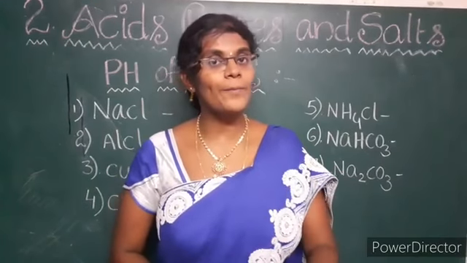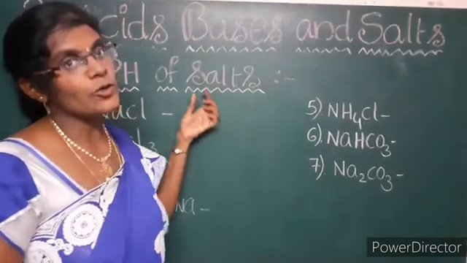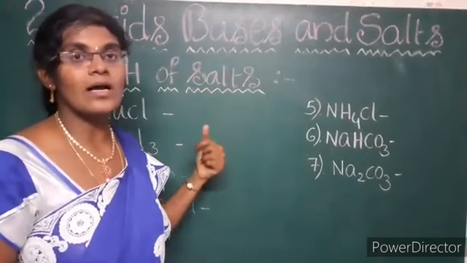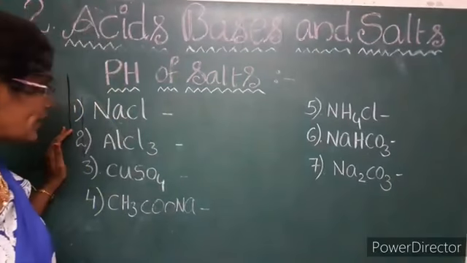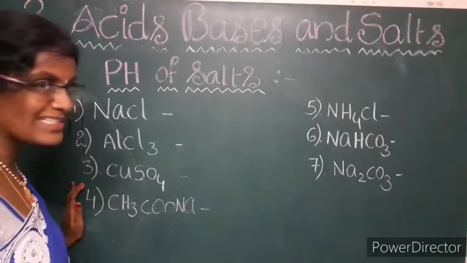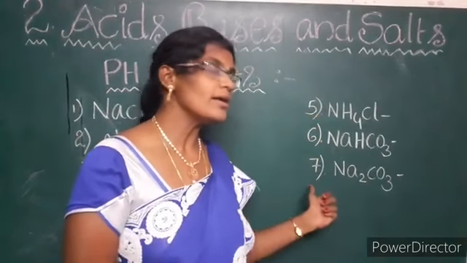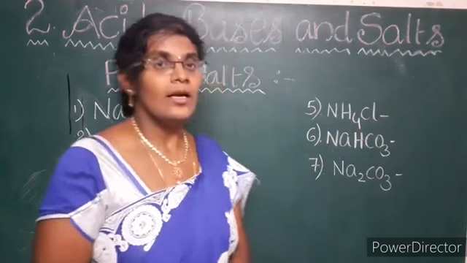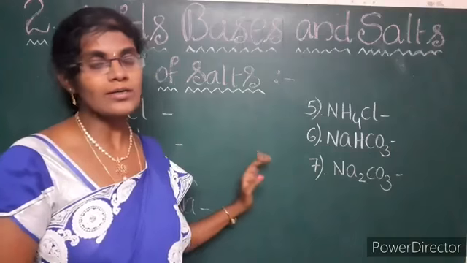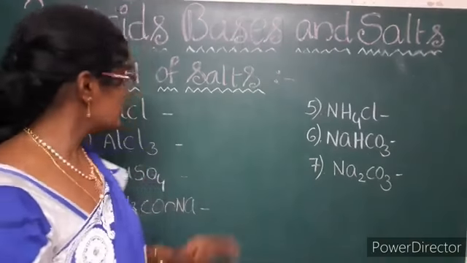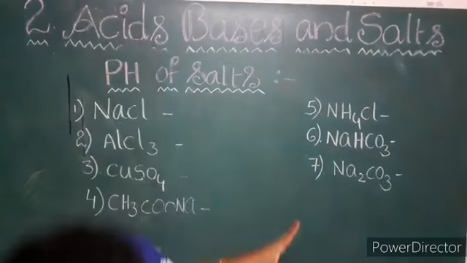And next, coming to one more topic, that is pH of salts. For finding the pH of salts, you have to collect some salt samples like sodium chloride, aluminium chloride, copper sulfate, sodium acetate, ammonium chloride, sodium hydrogen carbonate and sodium carbonate. Next, dissolve these salts in distilled water separately. Next, check the action of these solutions with litmus paper.